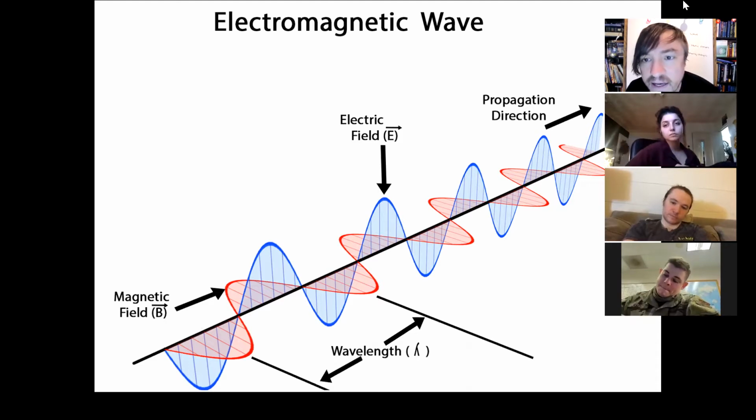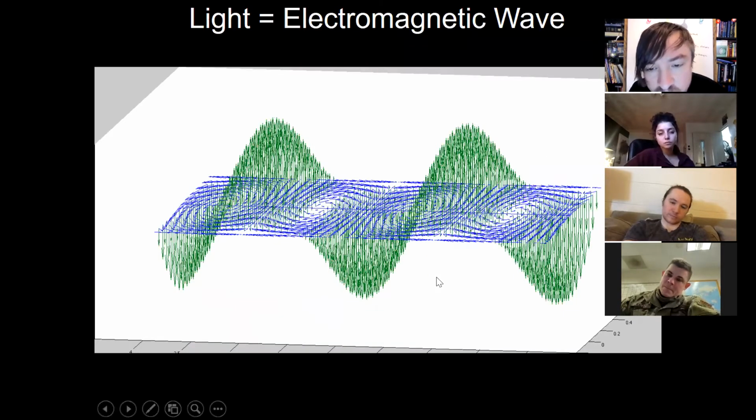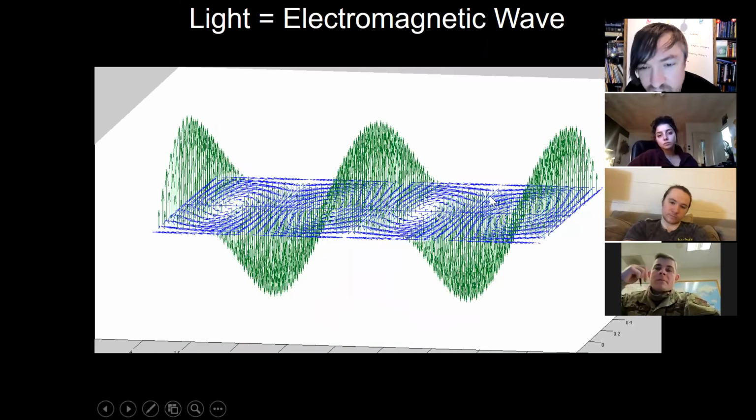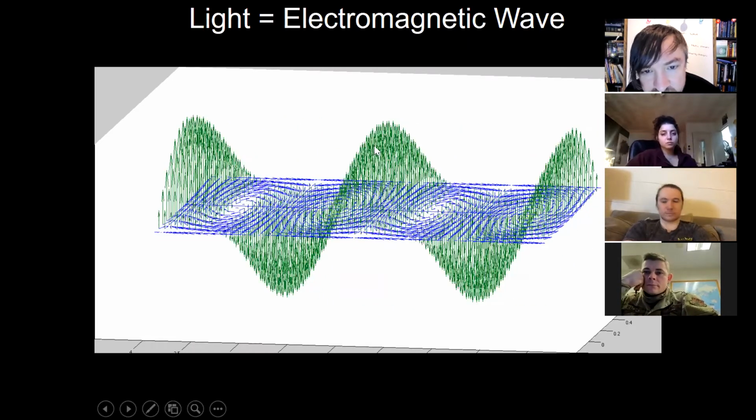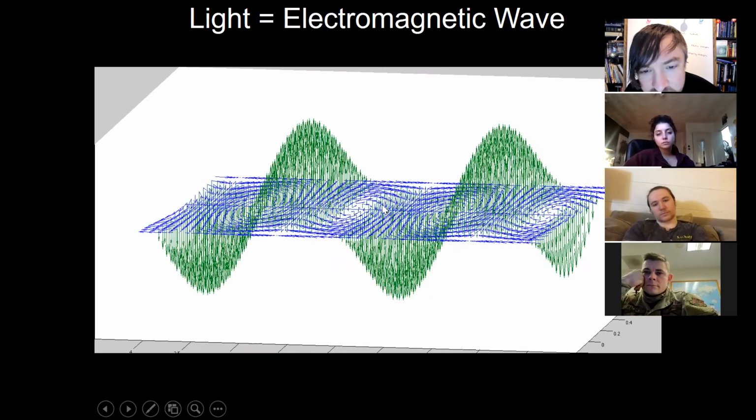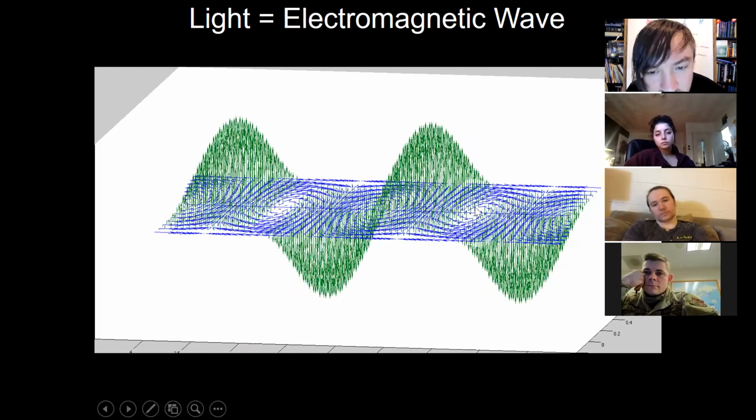Let's show a kinetic example of it here. So these are actually fields here. This is a more sophisticated picture. It's showing the electric field as sort of like these little green arrows, and the magnetic field is little blue arrows.